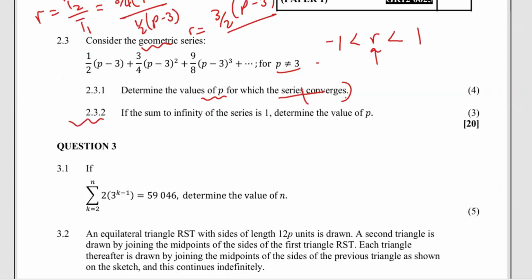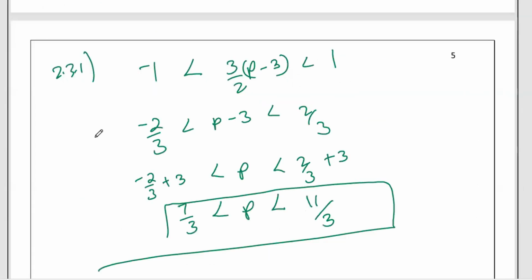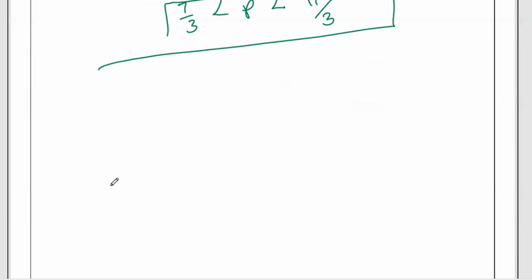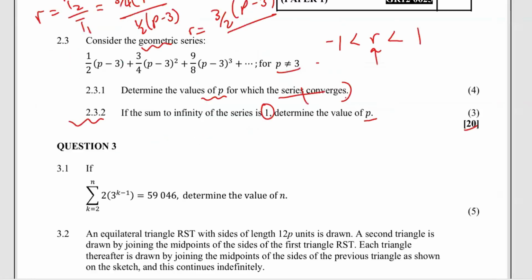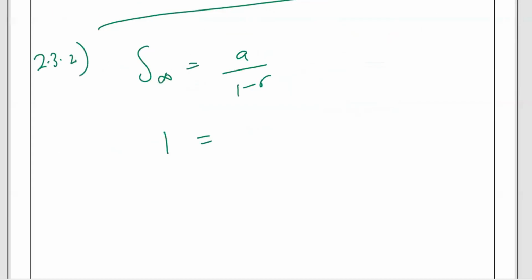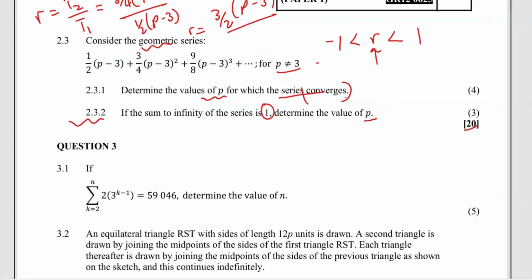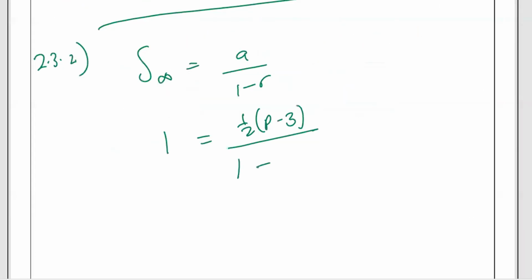Then 2.3.2, the last part of the 20 marks. If the sum to infinity is 1, can we determine the value of p? Now, one thing we need to remember is the formula. Know that sum to infinity is given as a over 1 minus r. Our sum to infinity is 1. What is our a, the first term? So I have p minus 3. Then 1 minus, what is our common ratio? We say 3 over 2 into p minus 3.